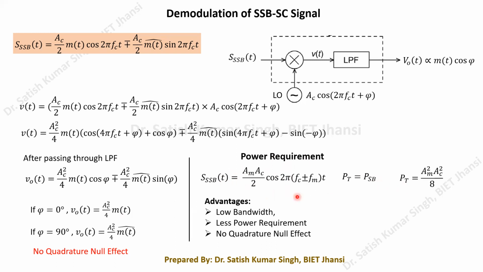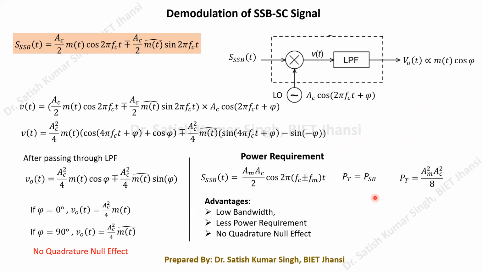Okay, why has it become half? Because we are sending just one of the sidebands. So only one sideband has been sent, and only one sideband is contributing to the power. The other sideband has been removed. So in the case of SSB-SC, we are removing the carrier part and one of the sidebands, and retaining only a single sideband. This is how we are able to reduce both the bandwidth requirements as well as the power requirements.